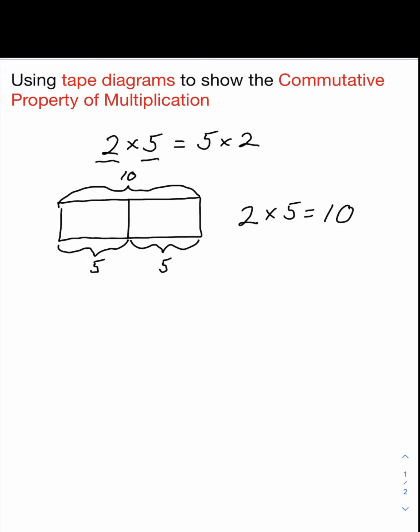Now let's make a tape diagram showing 5 multiplied by 2. Well, the difference in this expression is it is 5 groups of 2. So my tape diagram has to have 5 equal parts, and the value of each of those parts or sections is 2. So I have my 5 equal parts, and I know the value is 2, and I could continue to show that.